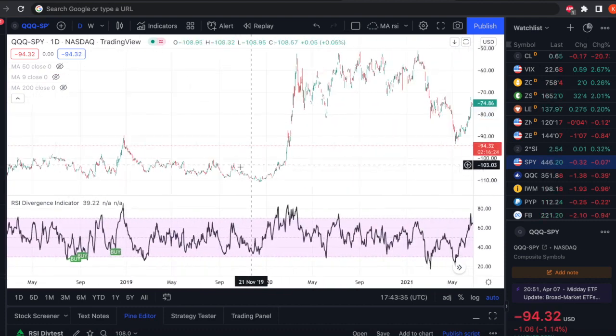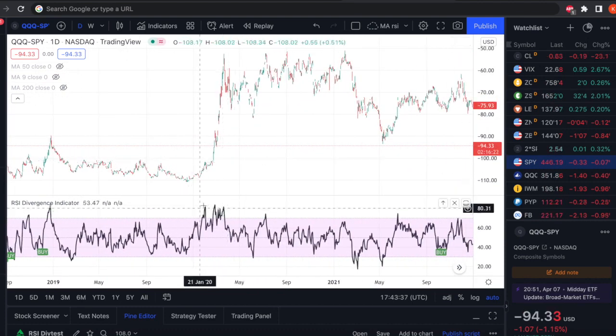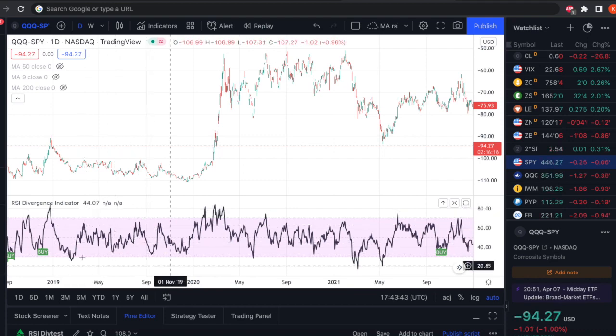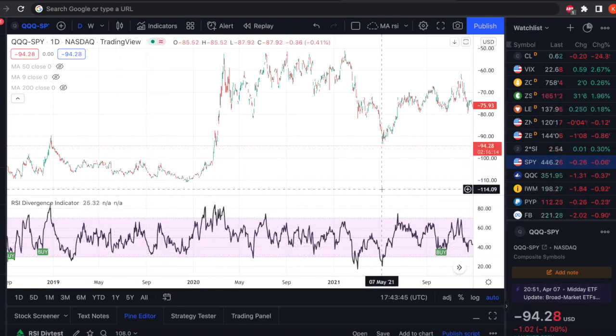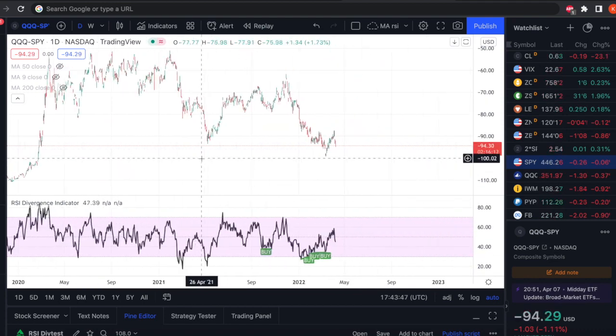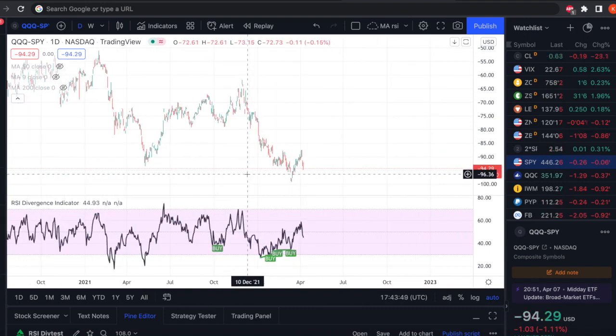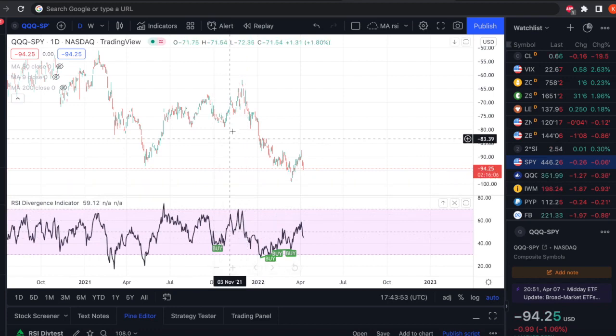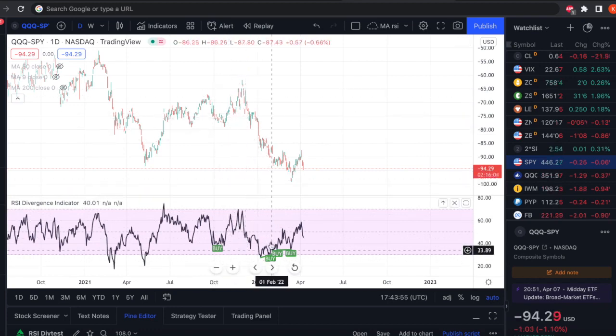There are multiple strategies here. I haven't coded the sell signal, but I've left it to you to code it. The code for this one is available free on our YouTube channel. I'll leave the link in the description. So again here there was a buy signal, the market went up, and again here the market went up.